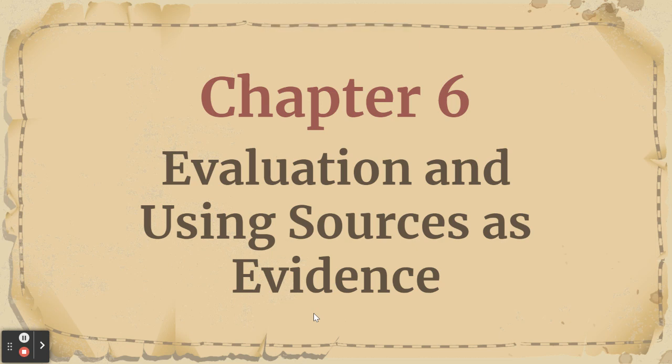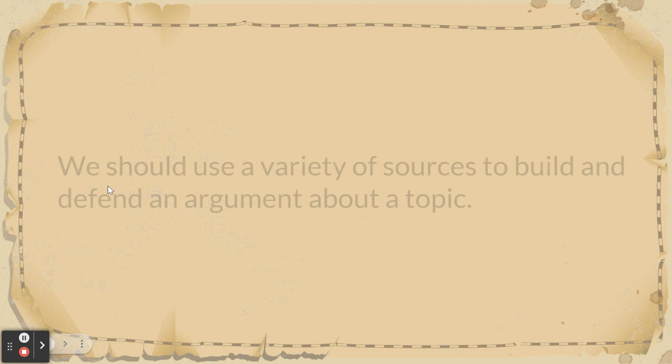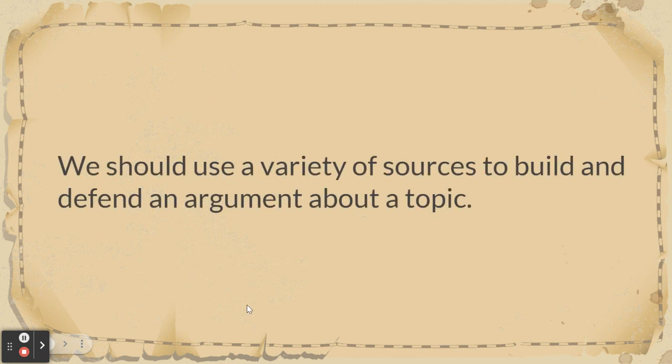This is our continued discussion on the evaluation and using sources as evidence. We must use a variety of sources. These sources could include primary sources, secondary sources, contemporary sources, and historical sources. We must use a variety of sources to build and defend an argument about a topic.